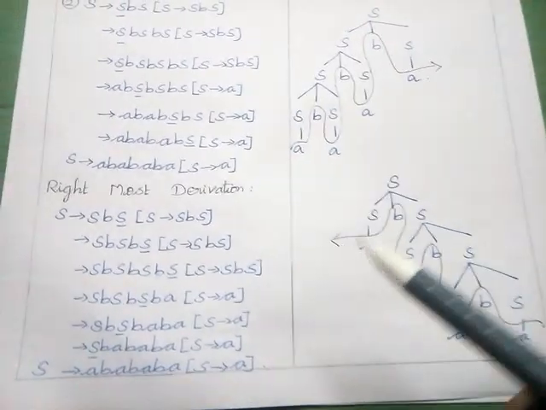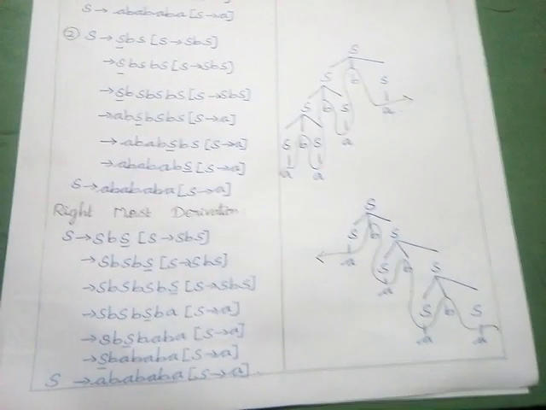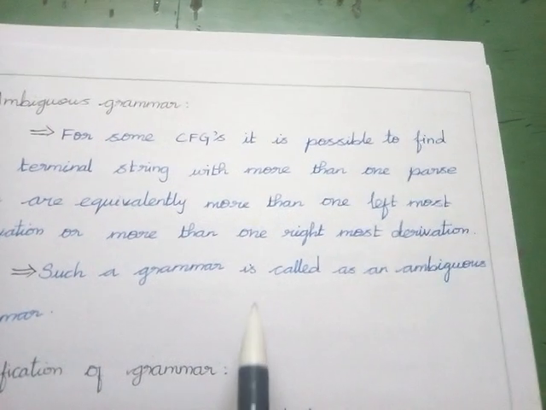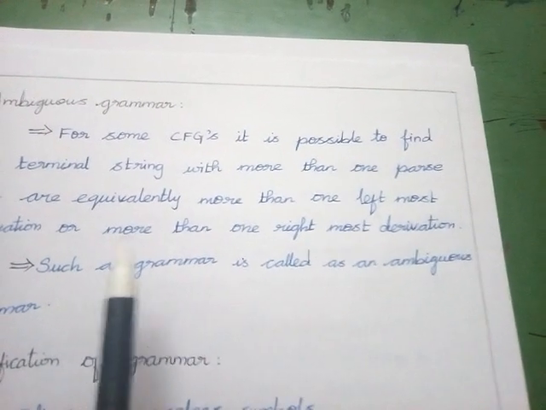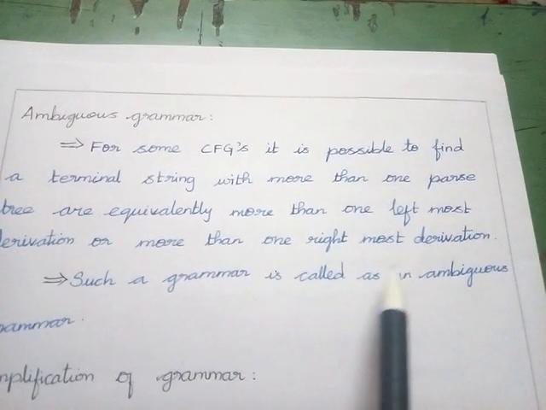This is the rightmost derivation for this given example. In this rightmost derivation, we have to replace the rightmost non-terminal with its given production, and this is the corresponding parse tree for this rightmost derivation. A grammar which has more than one parse tree, or equivalently more than one leftmost derivation or more than one rightmost derivation, is called an ambiguous grammar.